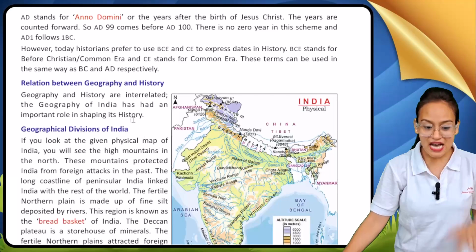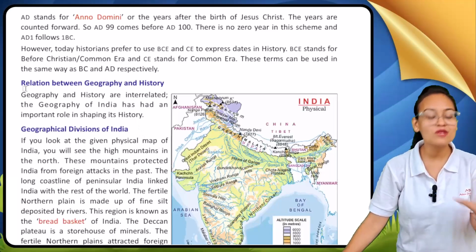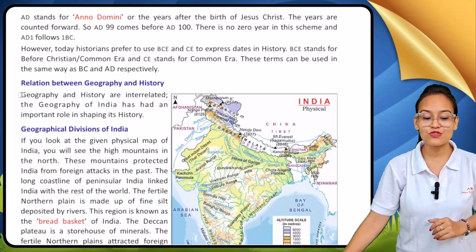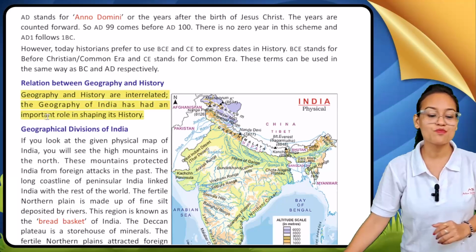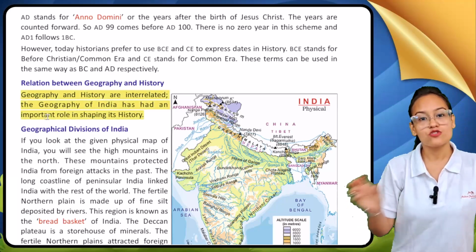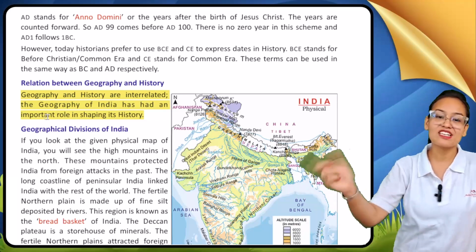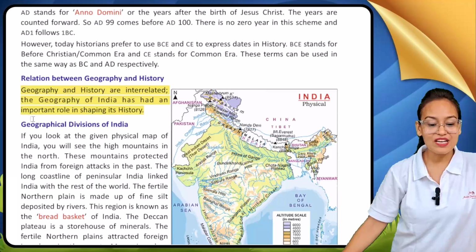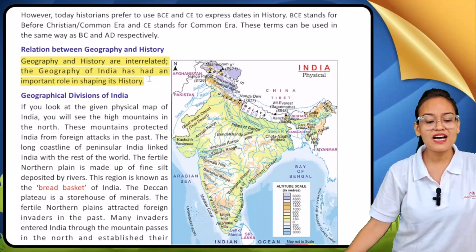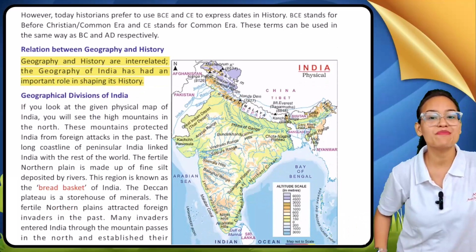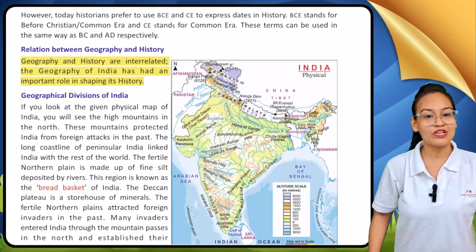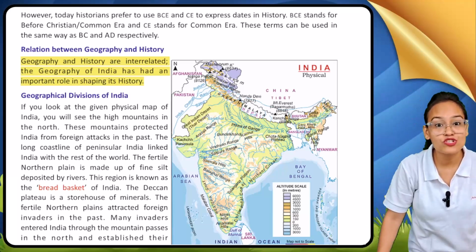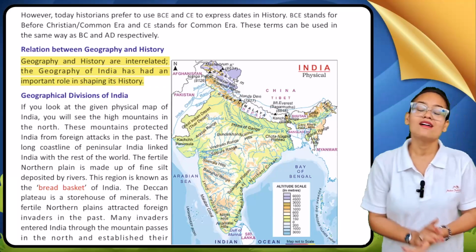Now we are going to start with the relation between geography and history. My dear students, I hope you all know there is a relationship between geography and history. Geography is greatly influenced by history, and history is greatly influenced by geography. So they are interrelated. The geography of India has had an important role in shaping its history, a very crucial role.